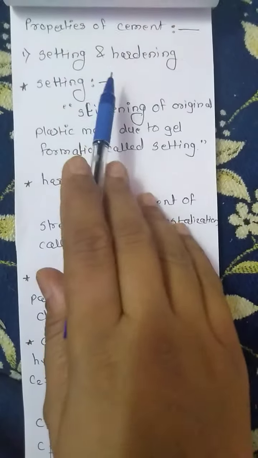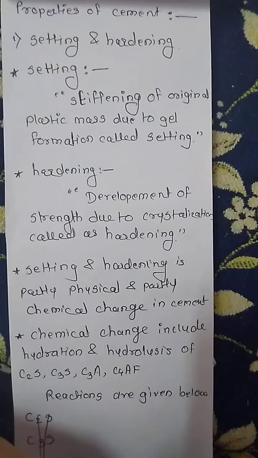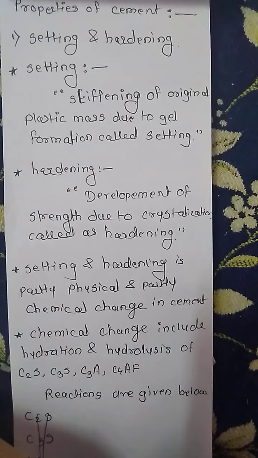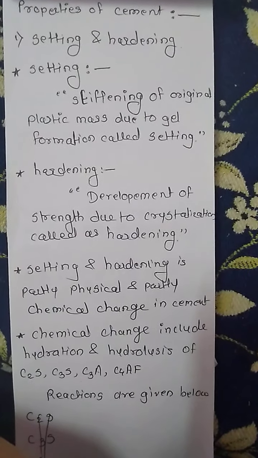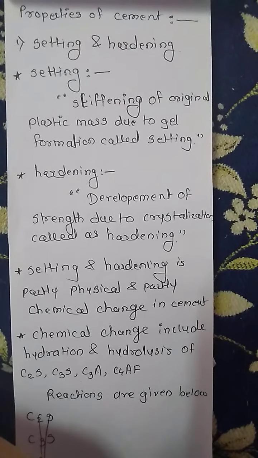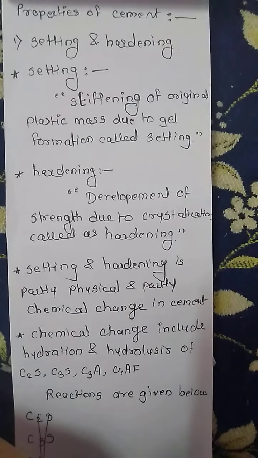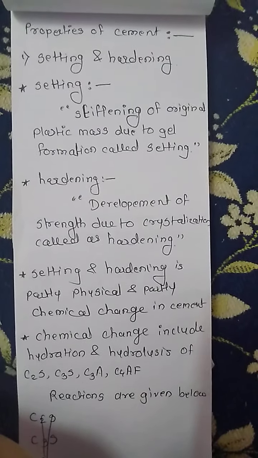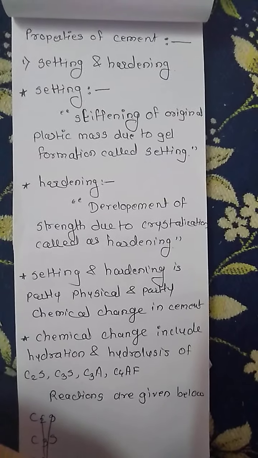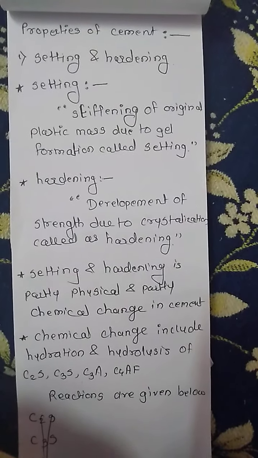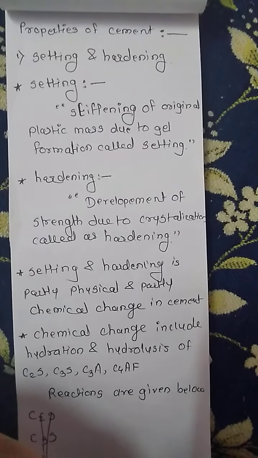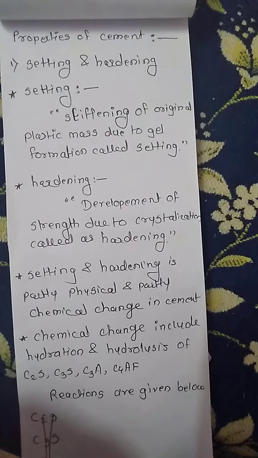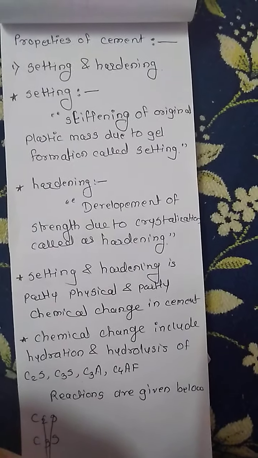Let's start with setting and hardening. Whenever cement mixes with water, it forms a plastic mass which is called cement paste, and this cement paste after some time becomes hard, and this is called initial set. That hardness of cement is only because of the type of reaction that takes place in it. Which type of reaction takes place when water mixes with cement? Hydrolysis and hydration. These are the two reactions which take place when water mixes with cement.